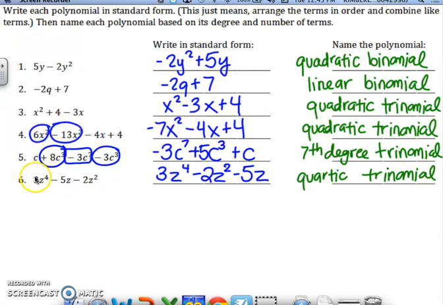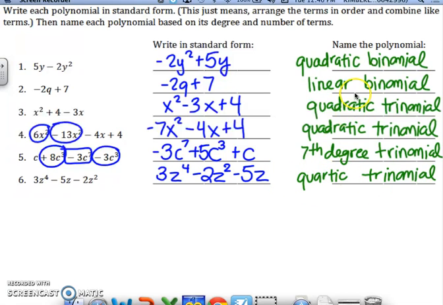On number 6, I couldn't combine anything, so I started off with the highest exponent first and write it over here, followed by the second highest exponent was the 2, followed by negative 5z on the end. Couldn't combine anything. That 4, think of 4 quarters, 4 quartic, and then 3 terms was a trinomial.